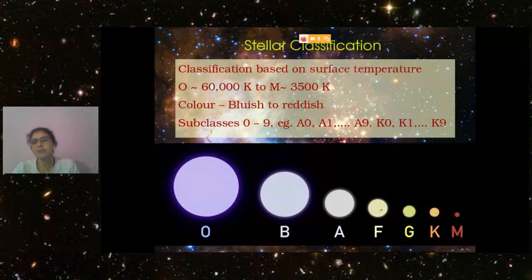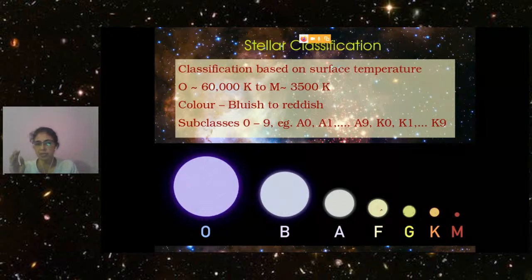So what about stars? Can we classify stars? If you look at the night sky, I'm sure many of you have at various points of time, you must have seen that some stars appear reddish in color and some are bluish in color. So how do astronomers classify stars? Astronomers classify stars on the basis of surface temperature. That is, what is the temperature at the surface.